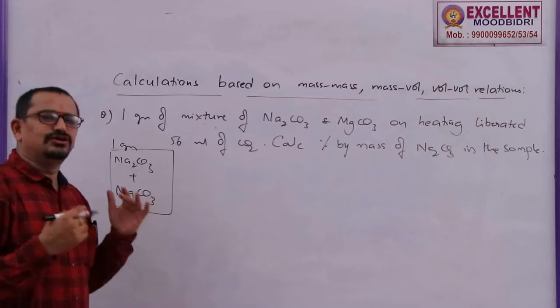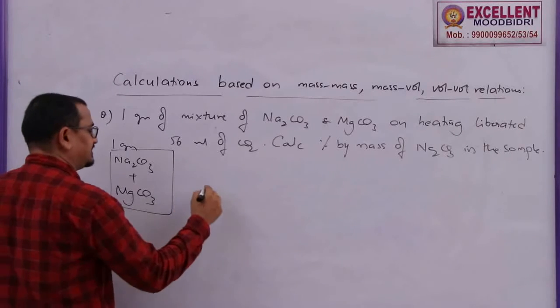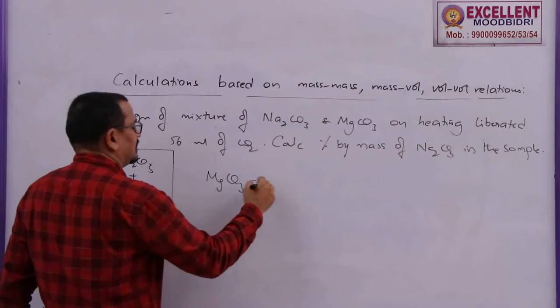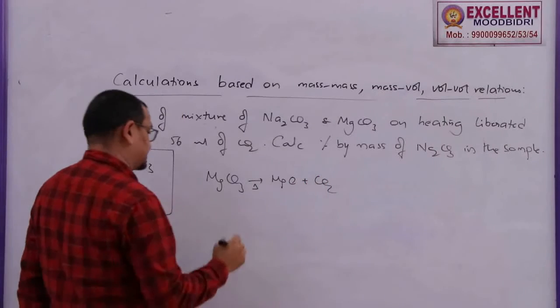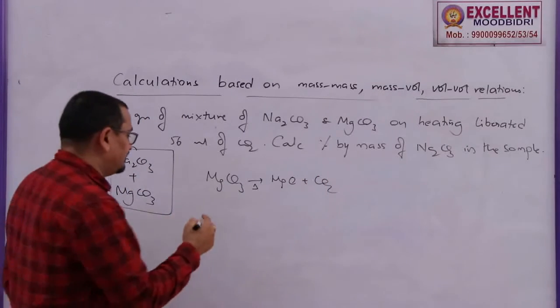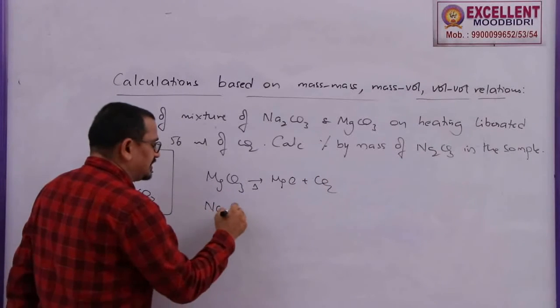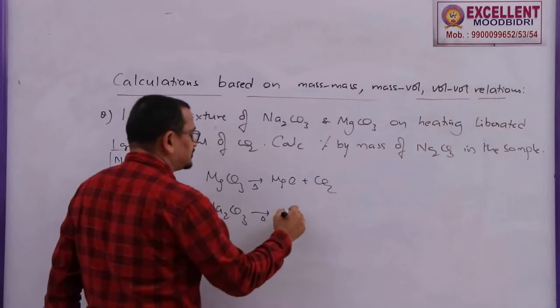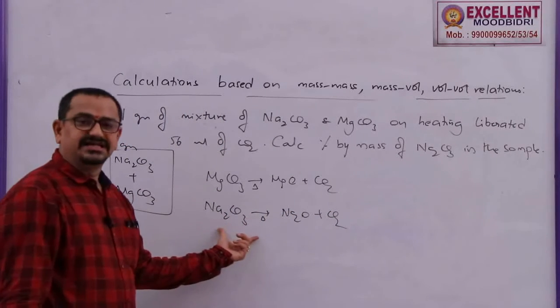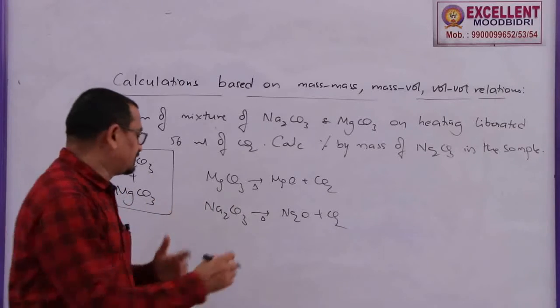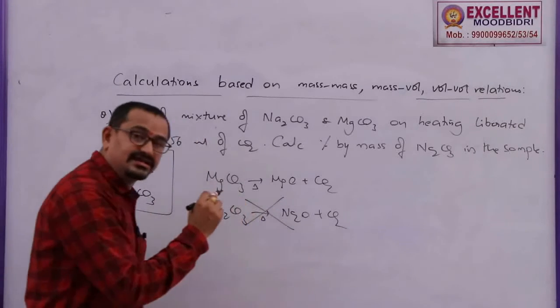Immediately students will go to the corresponding equations. They will write MgCO3 on thermal decomposition gives MgO plus CO2. This is correct. But some students will go to this equation also: Na2CO3 on thermal decomposition giving Na2O plus CO2. There they make a mistake. So we have to remember the point. This is a wrong line.